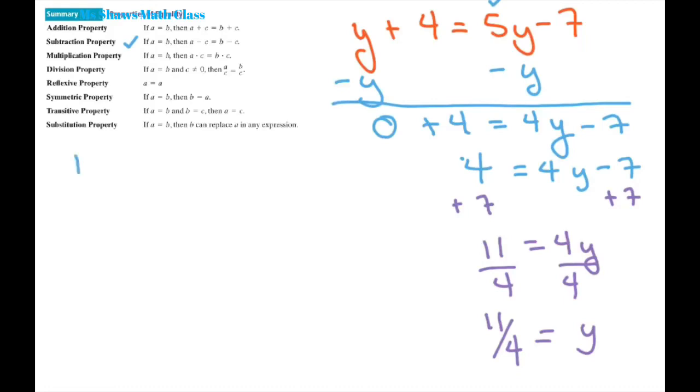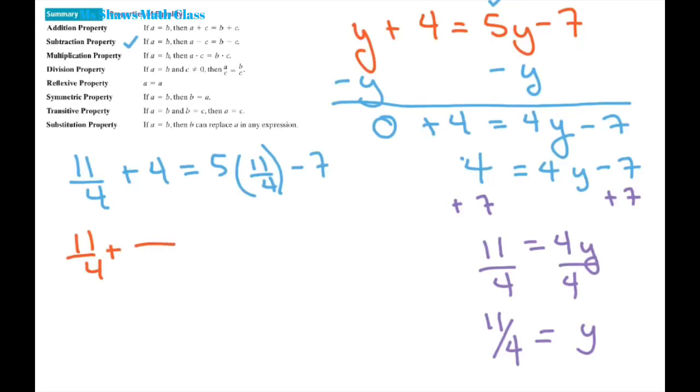So we have 11 over 4 plus 4 equals 5 times 11 over 4 divided by 4 minus 7. So on the left side, I'm going to have the same denominator. All you do is put the 4 there and multiply it by the denominator. So that's 16, 4 times 4 is 16. This is 55 over 4.